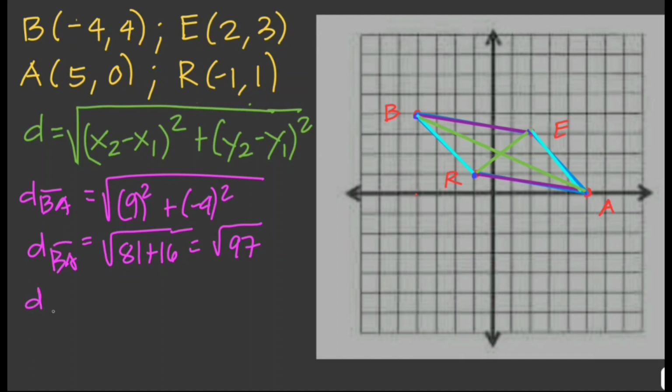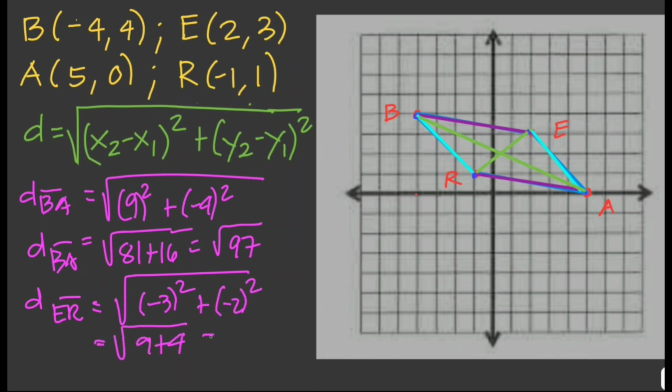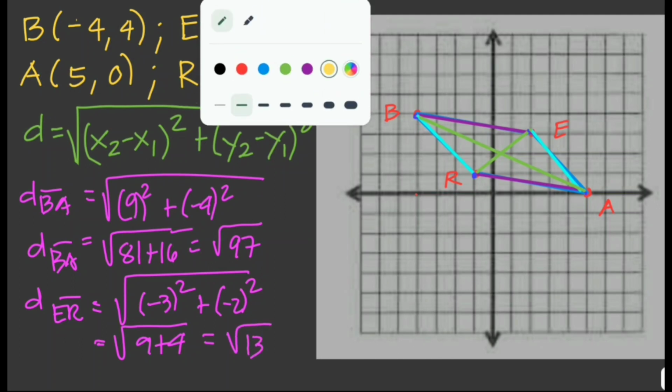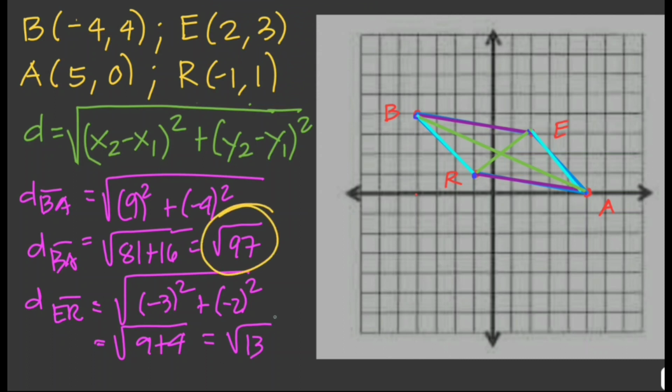And then the distance from R to E, or ER, that will be the square root of negative 1 minus 2, that is negative 3 squared, plus 1 minus 3, so that is negative 2 squared. So this is just 9 plus 4, which is equal to the square root of 13. Alright, so we got square root of 97 and square root of 13, and they are not equal. So that means diagonal, or segment BA, is not equal to segment ER.